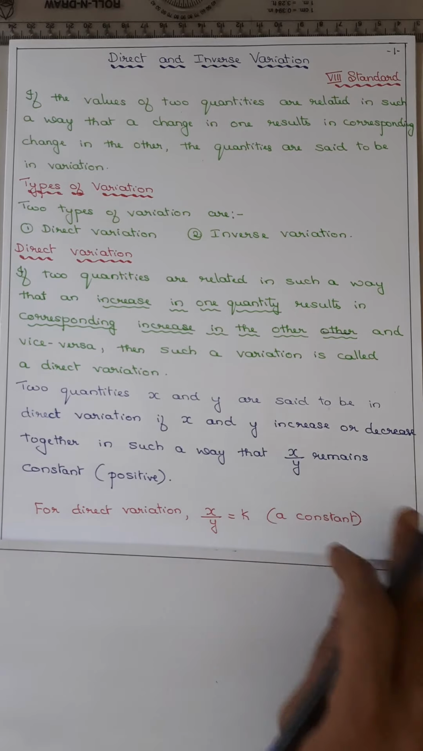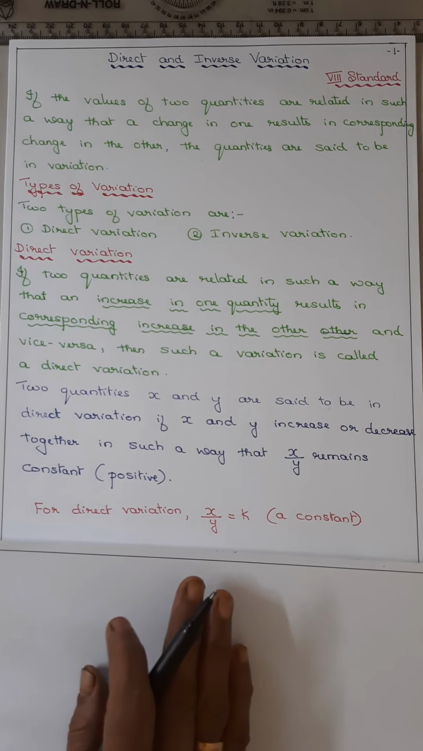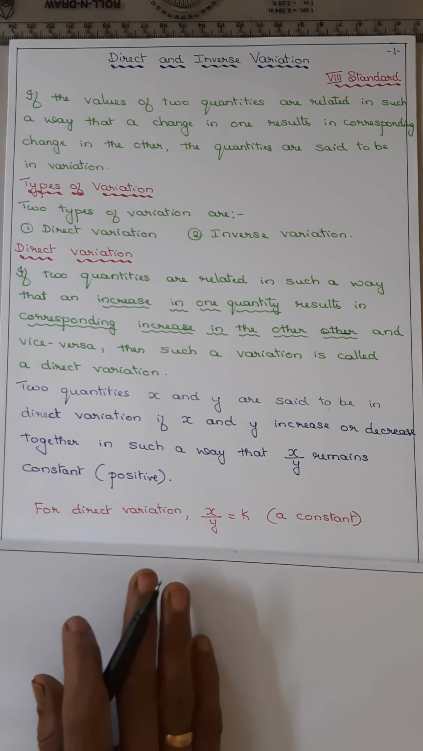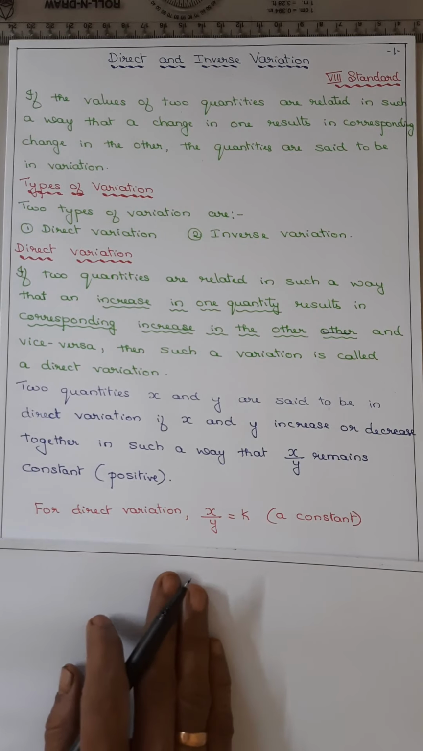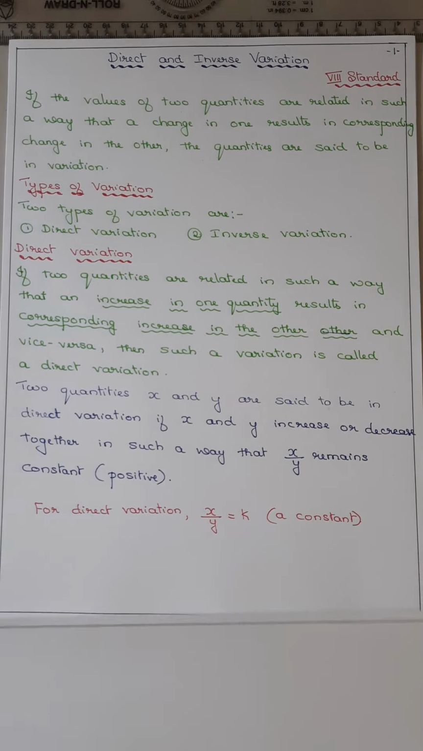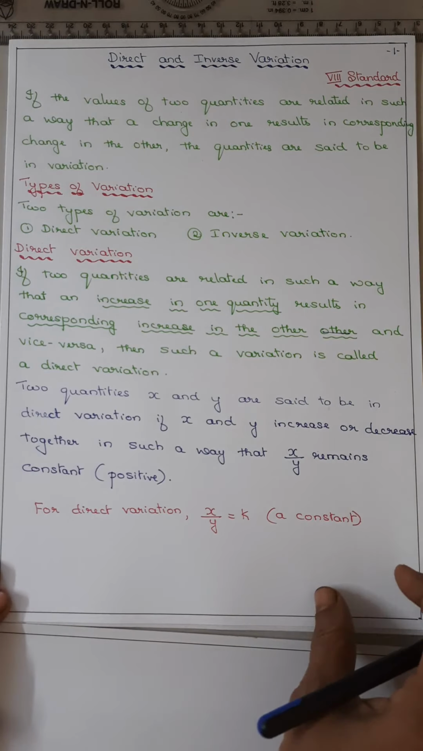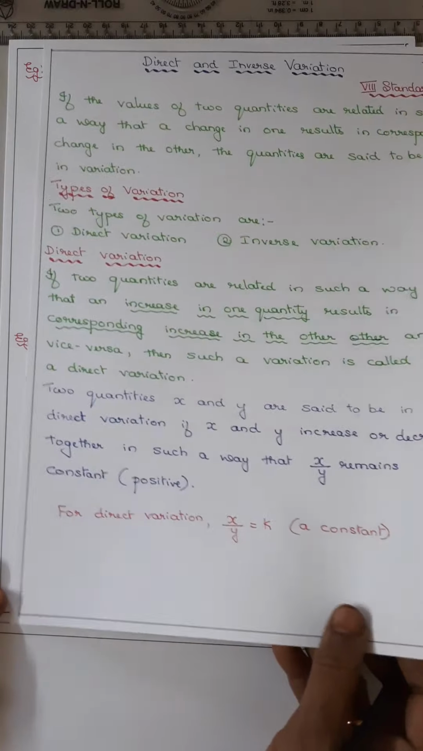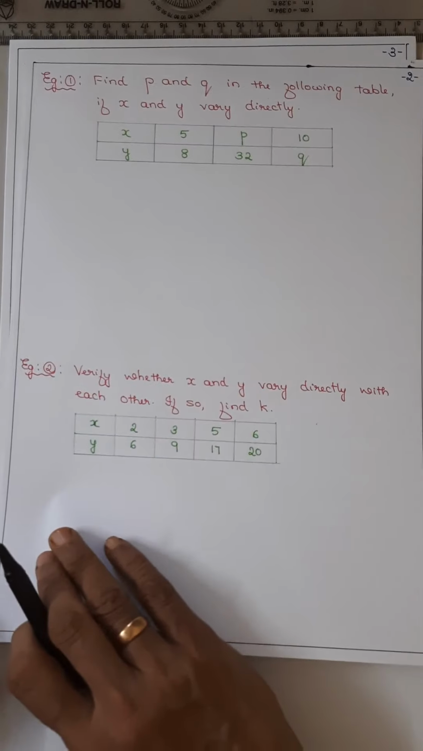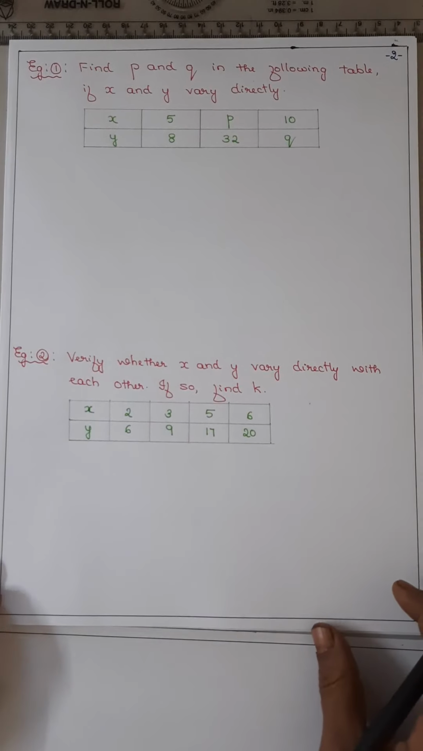This formula is always to be remembered. For direct variation, the formula is x by y is equal to k, that means a constant. Okay, so that is the introduction about direct variation.